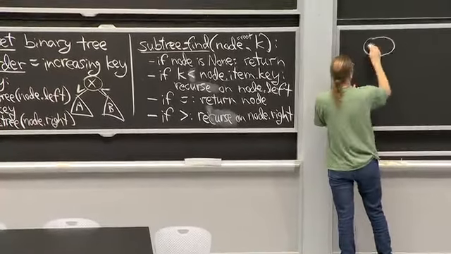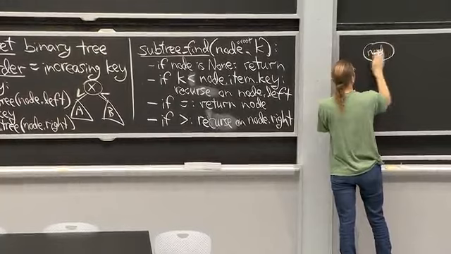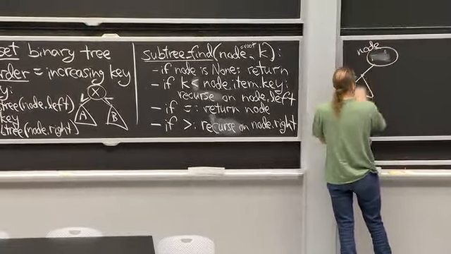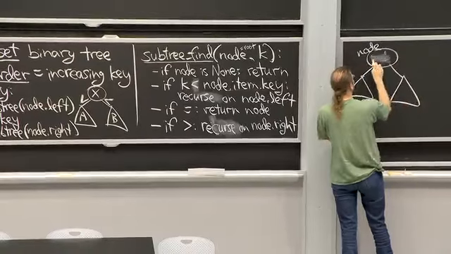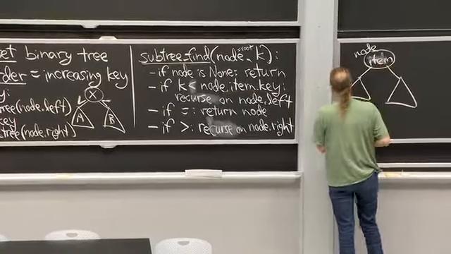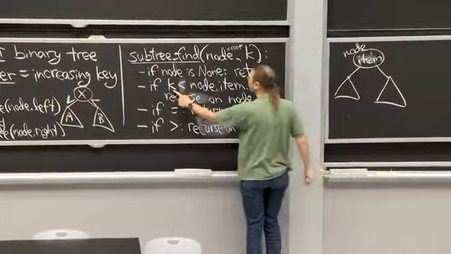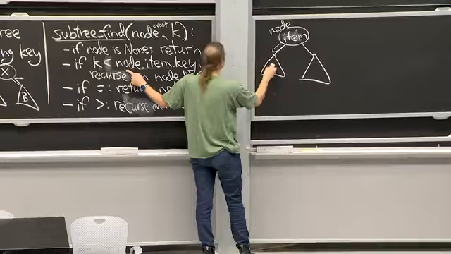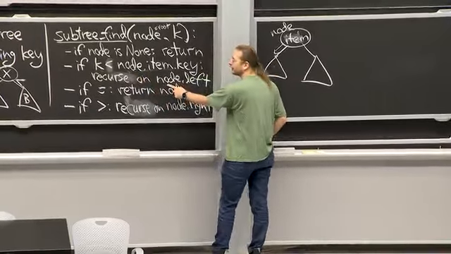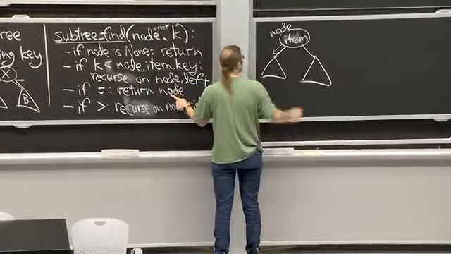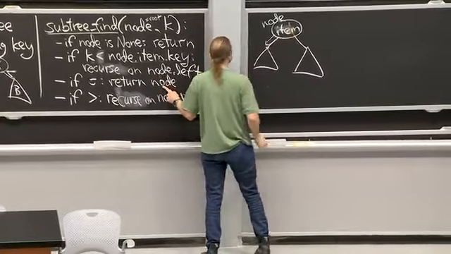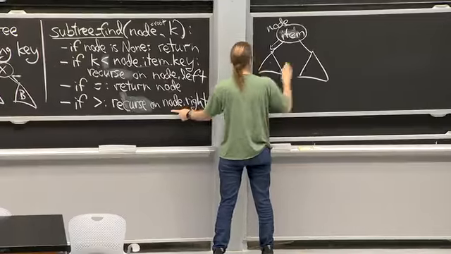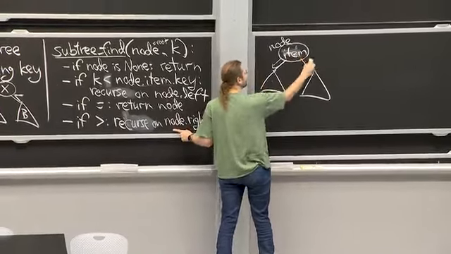So we're at some node here. This is a node, and it has a left subtree, a right subtree, and there's some item with some key. If the key we're looking for is less than the node's item, that means it's down here in the left subtree, and so we recurse on node.left. If they're equal, that means this item is the item we're looking for, so we can just return it, or the node, depending on what you're looking for. And if the key in here is greater than the key we're looking for, then we'll recurse to the right.